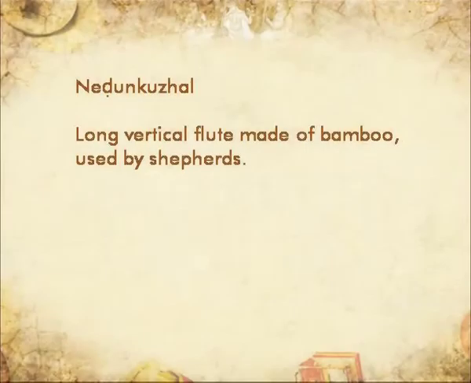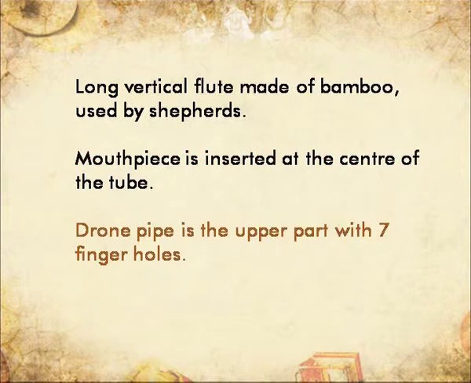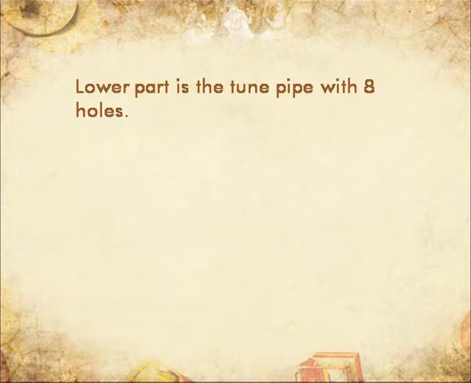Nedunkural is a long vertical flute made of bamboo, usually used by shepherds. A mouthpiece is inserted at the center of this tube. The drone pipe is the upper part of the tube with 7 finger holes. The lower part is the tune pipe, which has 8 holes.